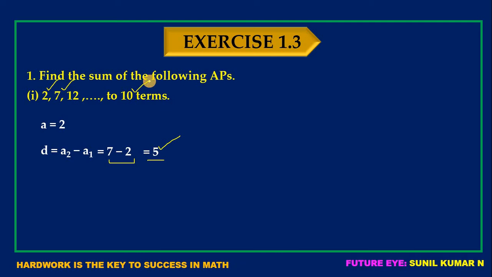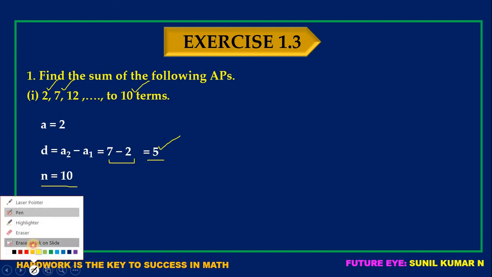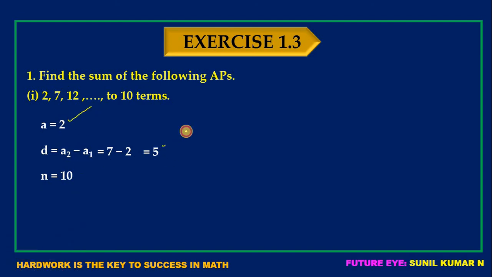As I said earlier, 10 is the value of n. Now we have the a value, d value as well as n value. Now consider the sum finding formula. As I said, we have 3 formulas. Which one will you select? So look at the AP. Here these are not continuous natural numbers, so the third formula cannot be used.